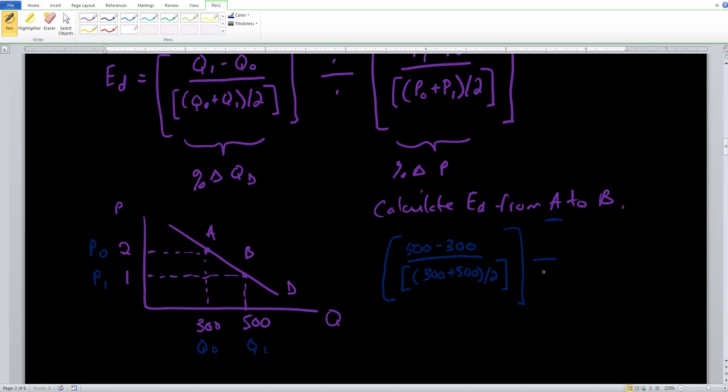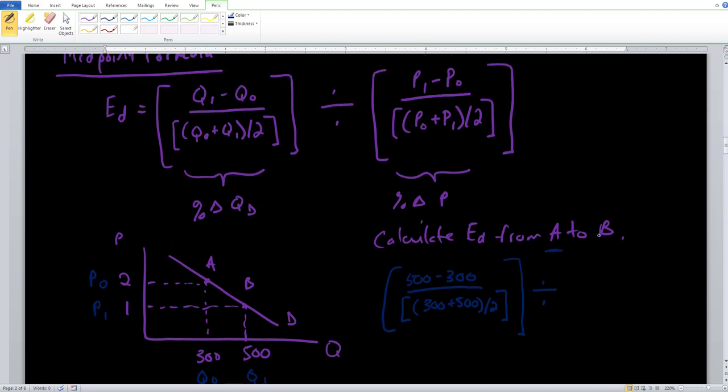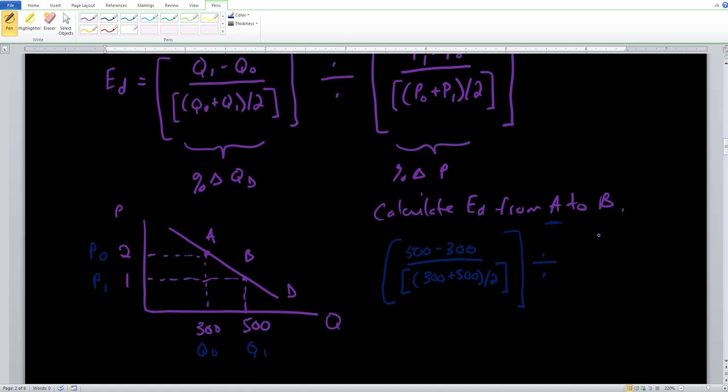Next, we want to build up the percentage change in price. So we have P0, we have P1. So P1 is going to be, based on the equation that we have right here, P1 minus P0. P1 is going to be 1. We subtract out 2, which is P0, divided by the sum of both of these. So 2 plus 1 divided by 2. Keep the brackets consistent. And then there you go. That is our percentage change in price.